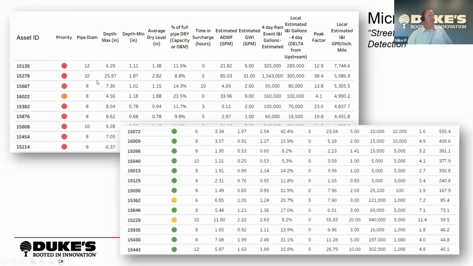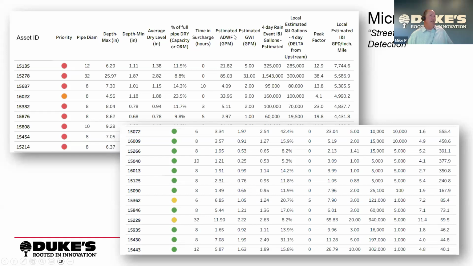So digging into the data table, this was from a report. You can see the colors, the asset IDs are from the utility. It's the manhole number, pipe diameter, min, max depth, the normal type of data that you would expect here, how much time it's spent in surcharge. The ADWF is the average dry weather flow rate.